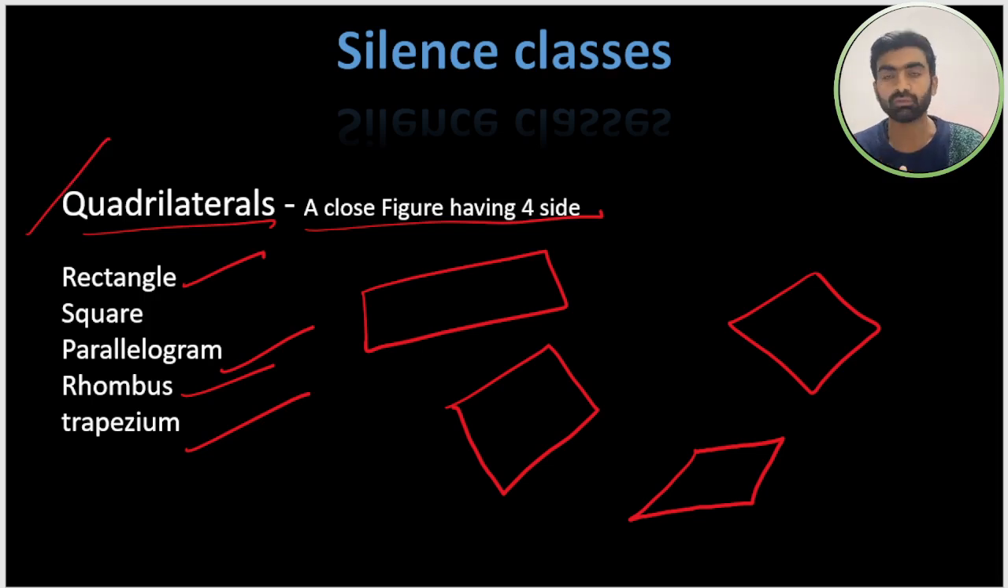Please note down the definition. A closed figure having four sides made up of line segments. You can check it out, all the line segments are there, because we know the starting and the end point of these particular lines.